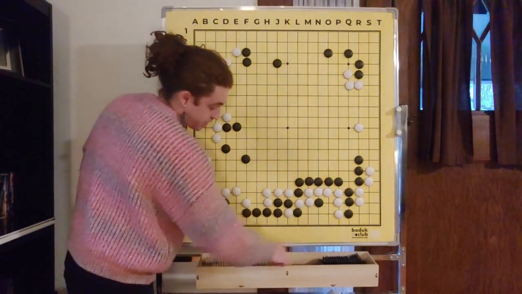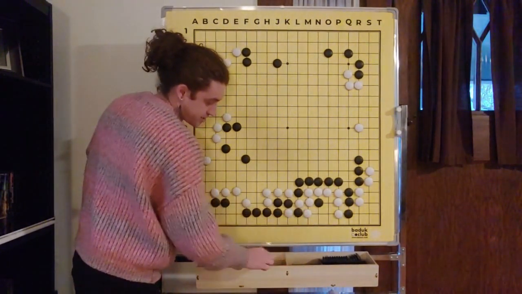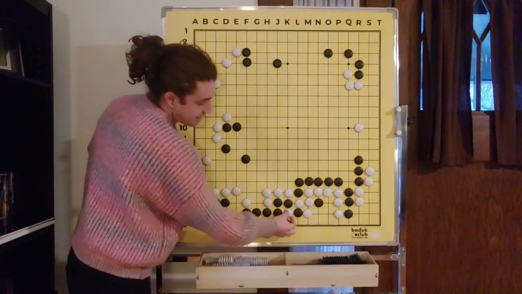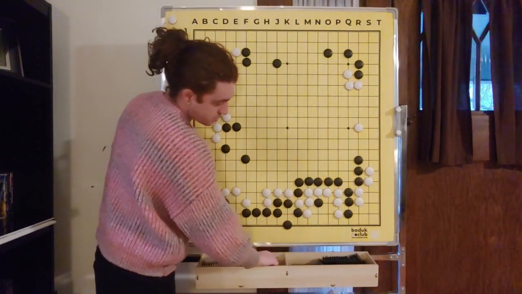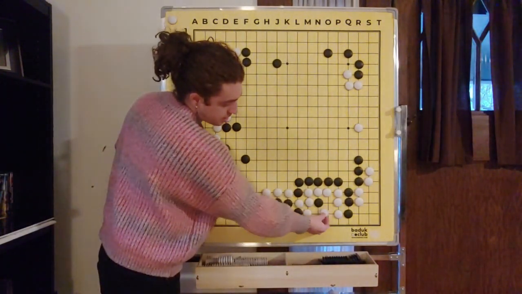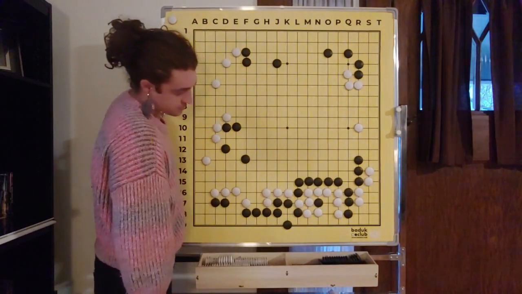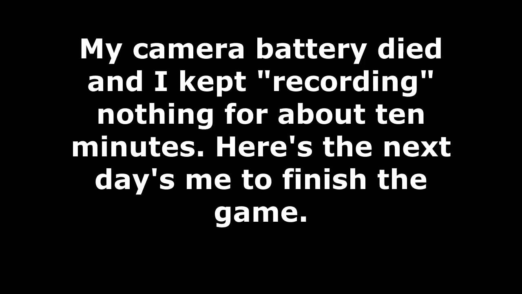This stone is an Atari. Now this stone is an Atari. Black captures and has the first prisoner of the game, and White will do something like this.